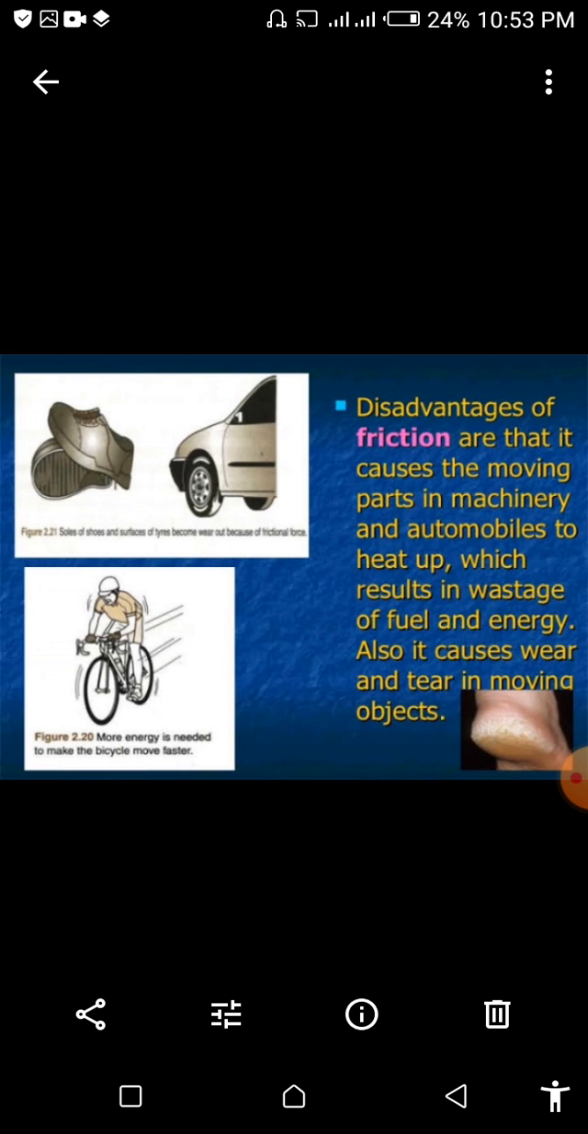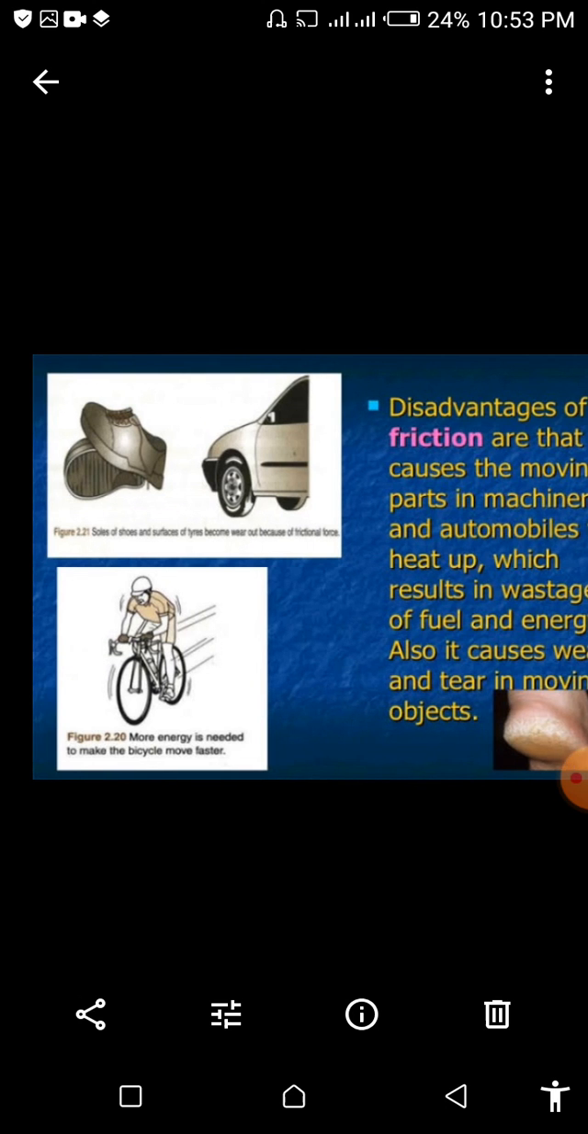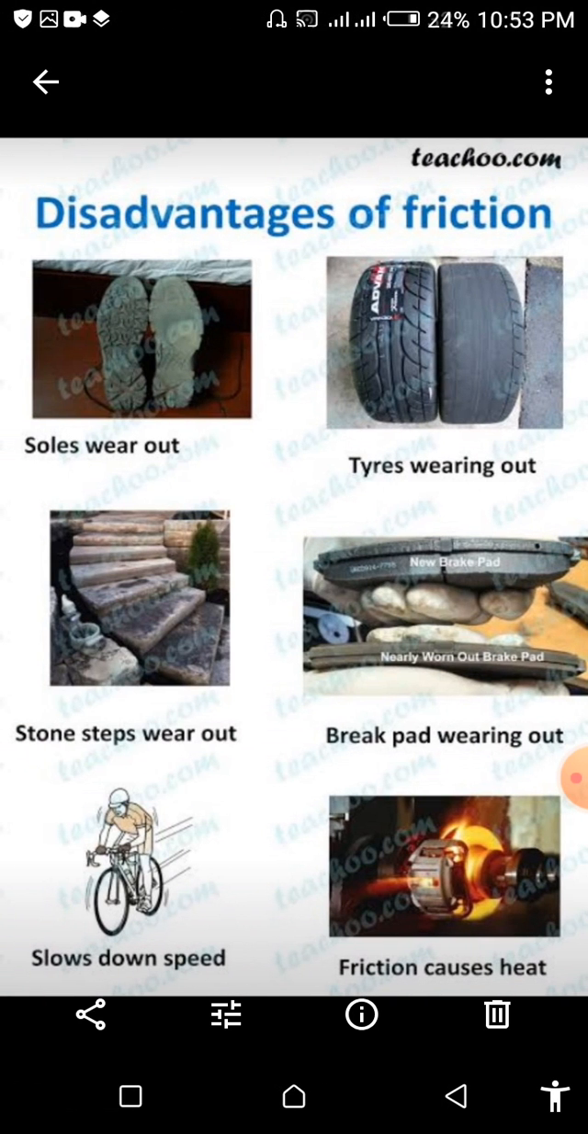There are also some disadvantages of friction. The first disadvantage of friction is that it creates heat, which becomes a problem, clear. And because of heat, the parts of machines wear away, and the soles of your shoes wear away, clear. So heat is produced because of friction, which causes the parts of machines to wear away, and the soles of your shoes also wear out because of friction. And noise is produced due to friction. So these are the disadvantages of friction.